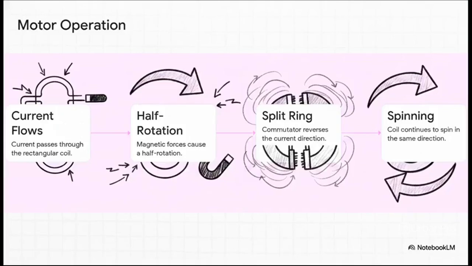But wait, there's a slight catch. After just a half spin, the coil would naturally get stuck flipping back and forth. The absolute genius fix for this is the split-ring commutator. It acts as a mechanical switch that flips the current direction inside the coil every single half turn. This guarantees the force keeps pushing in the same direction, letting the motor spin continuously without jamming up.